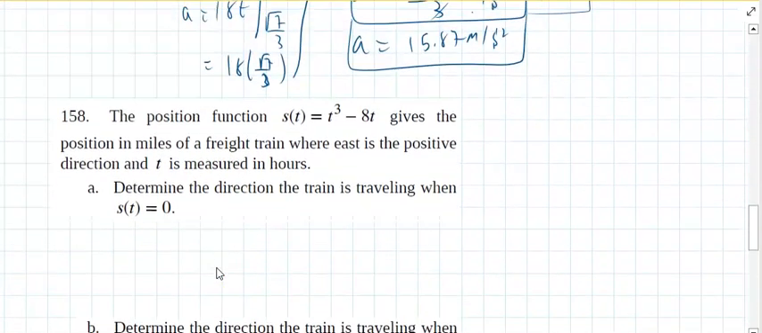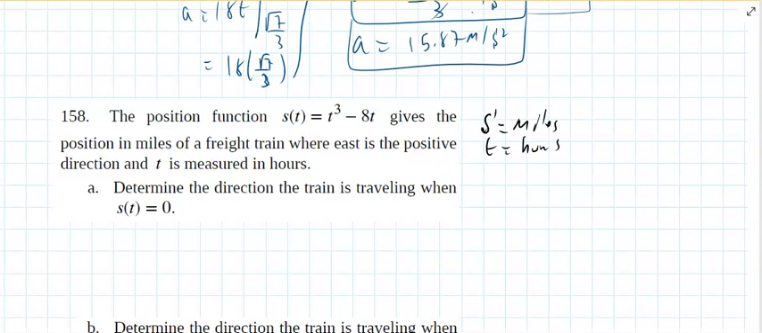Here's another one. The position s equals t cubed minus 8t gives the position in miles. S is in miles in this case, and t is in hours. All right.